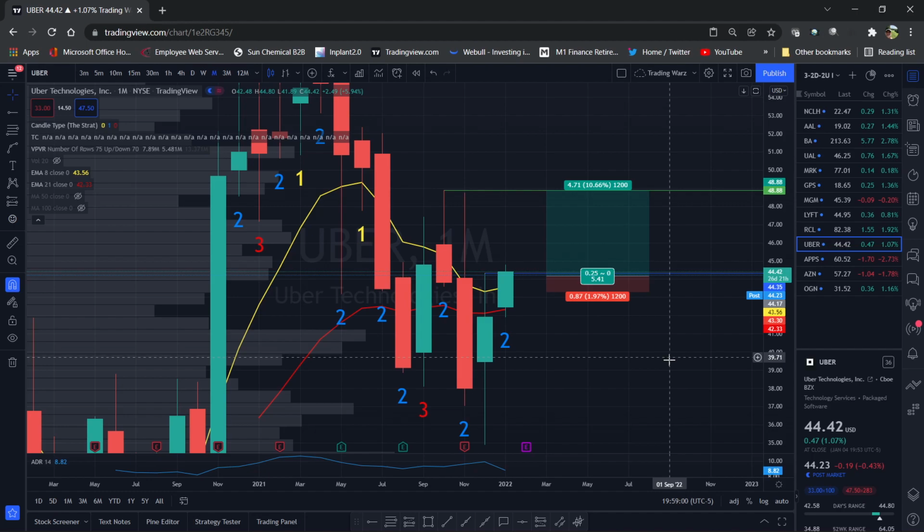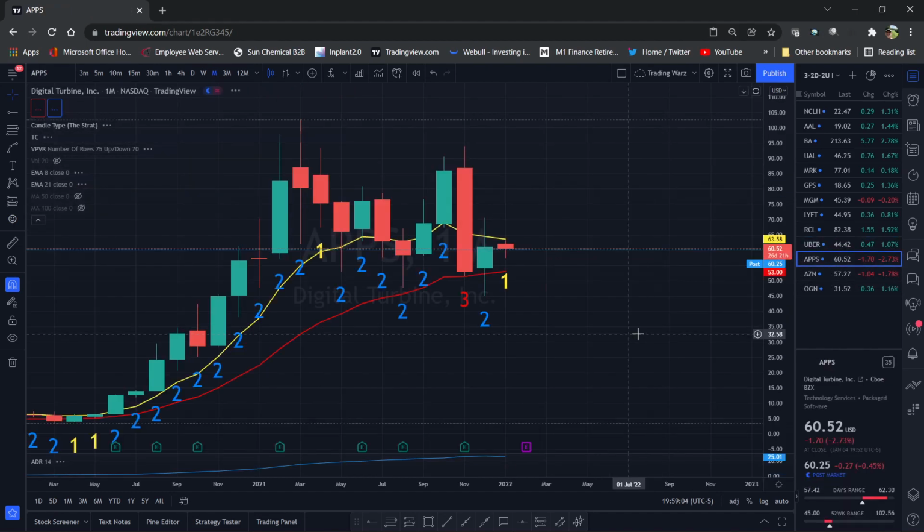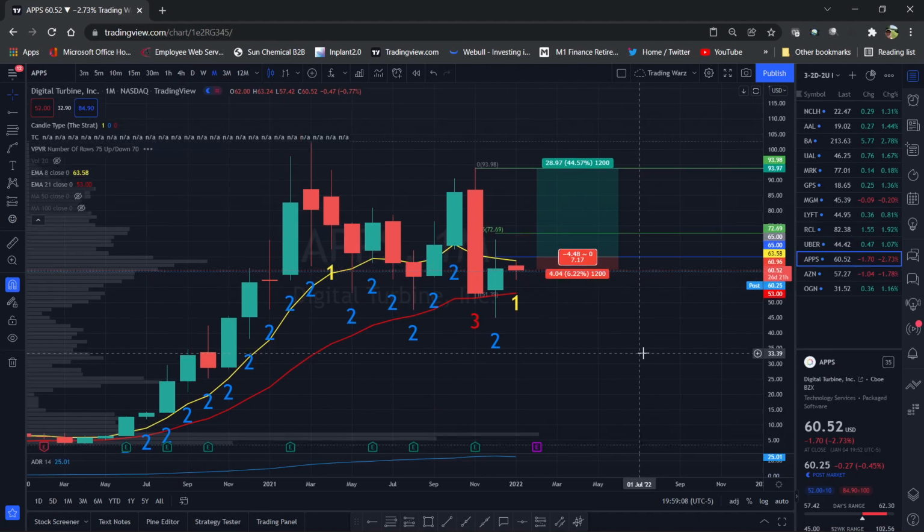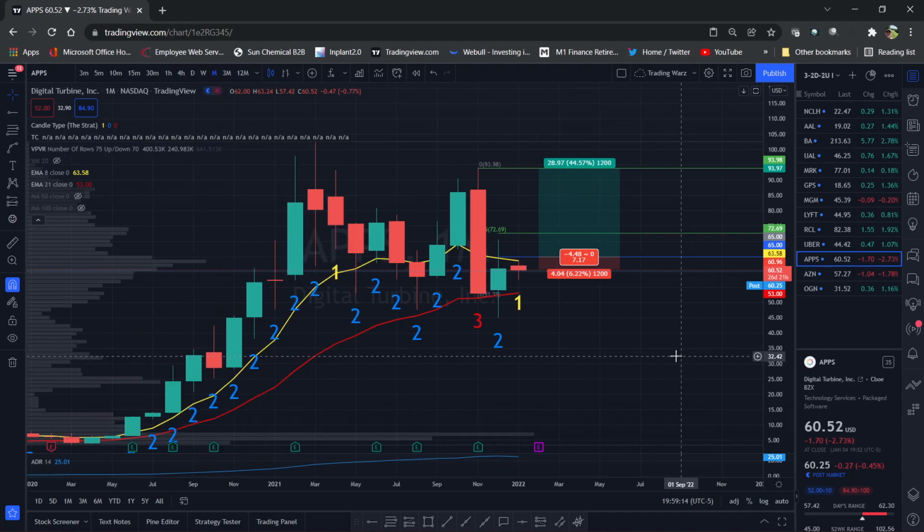Other than that, let's see. I only had a couple more, but they're very similar to the ones I went over. I just wanted to give you guys an overview of how I look at playing the Strat. This is one of my favorite setups, so I started with this one first.